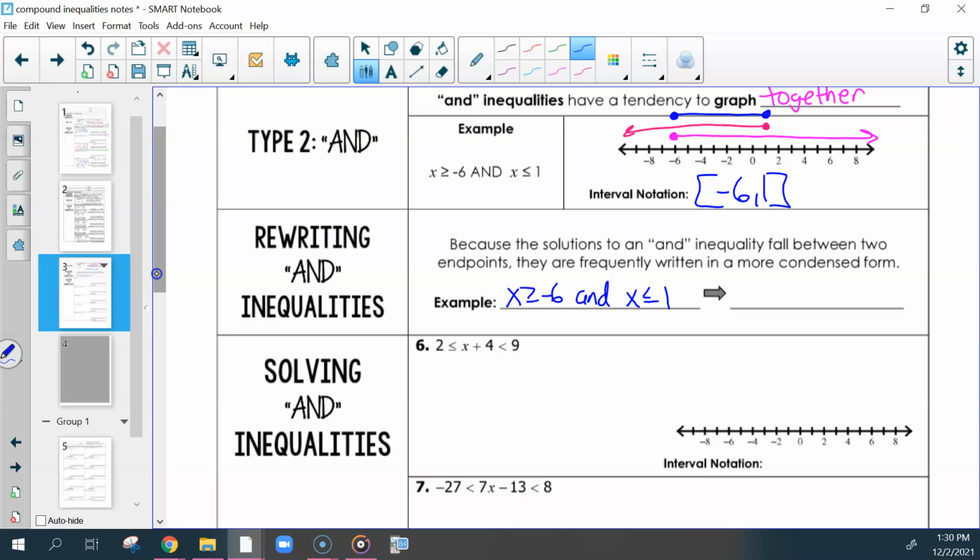Okay, so for this next part, because the solution to and inequalities fall between 2 endpoints, they're frequently written in a more condensed form. So instead of, and I just copied this example down, instead of writing x is greater than or equal to -6 and x is less than or equal to 1, I'm going to condense them and say -6 is less than or equal to x, which is less than or equal to 1.